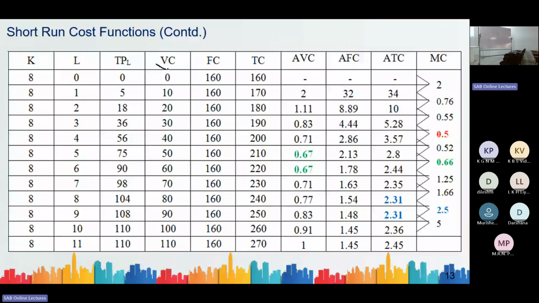These are the variable costs you have already calculated. These are the fixed costs you have already calculated. And these are the total cost, the summation of variable cost and fixed cost.